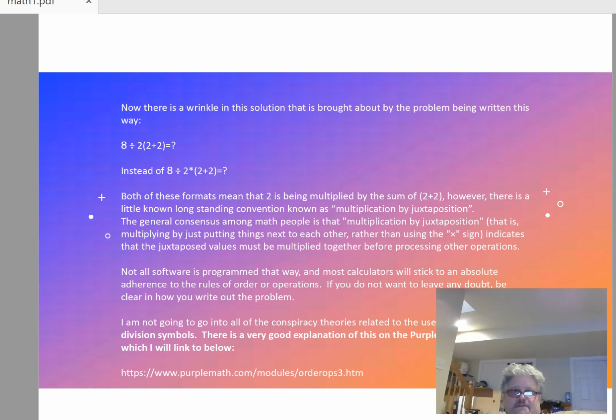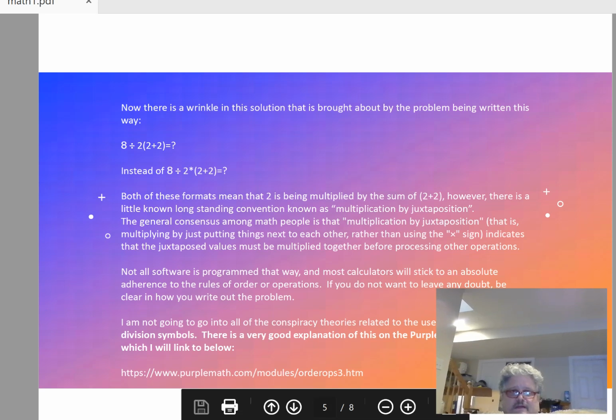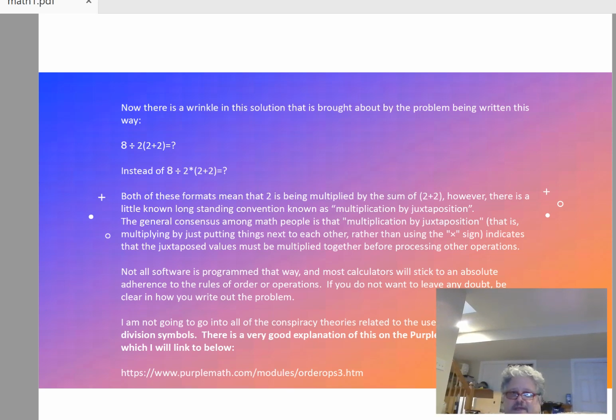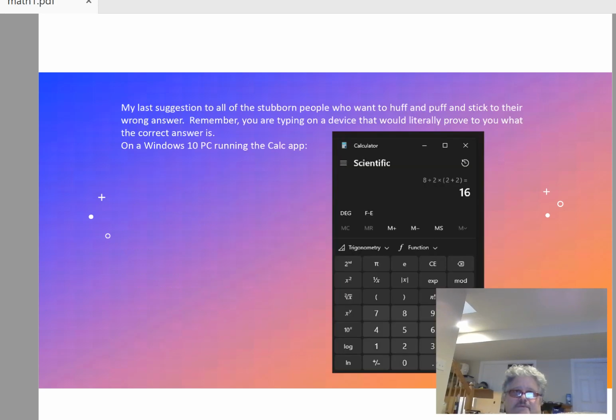And I'm not going to go into all the conspiracy theories related to the use of the division symbol, whether you use the division symbol or a forward slash, or a backslash, or the horizontal line. There's a really good explanation. I've got a link here. You can check out purplemath.com/modules/orderops3.htm. That's a good explanation of that. There are some assumptions made, depending on what division symbols you're using. So go look at that if you want to.